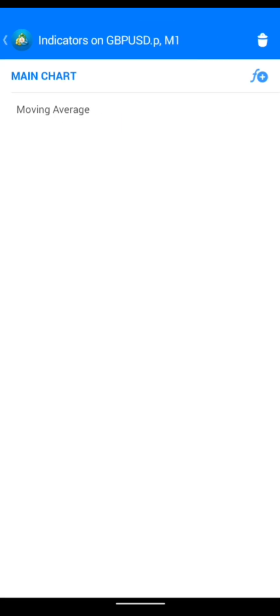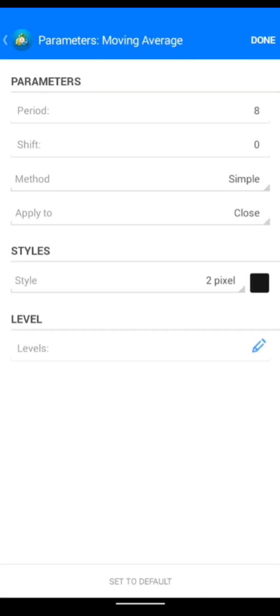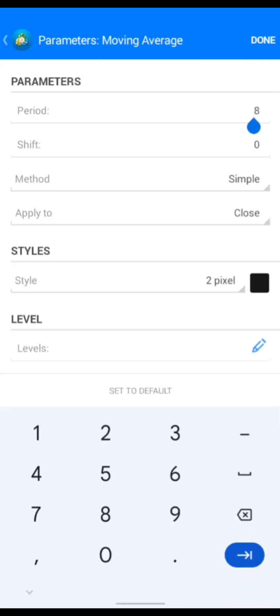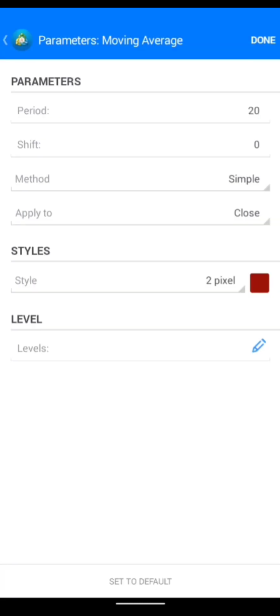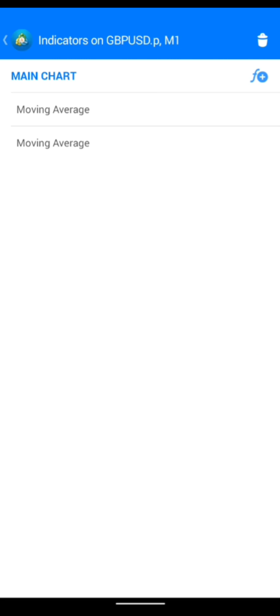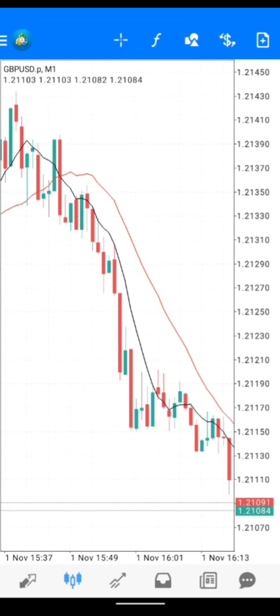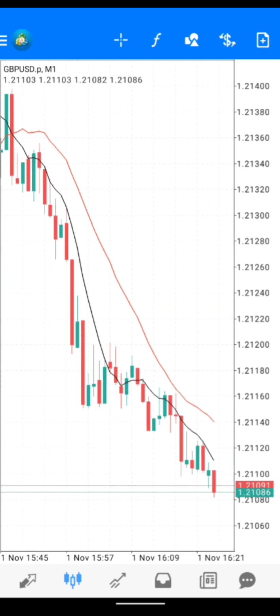So I add another moving average. Let's say this was an 8 period, I add the 20 period, 20 simple moving average. So 20, I want it to be let's say red. This shade of red, is this red really? Yeah, this shade. So done. So when you come back to your charts, you'll see the 20 moving average red, the 8 simple moving average is black.